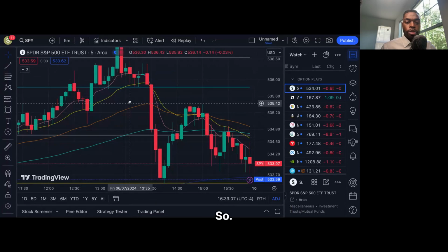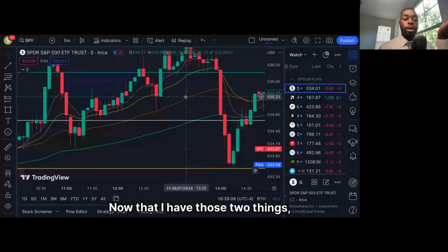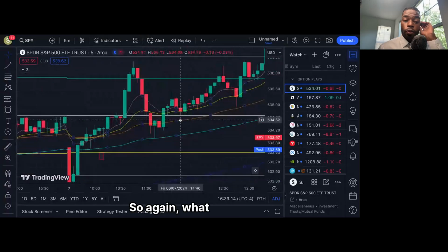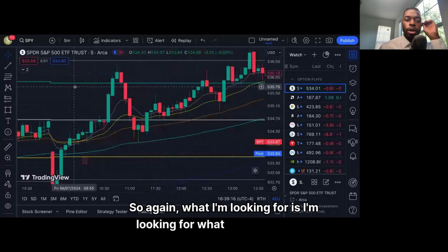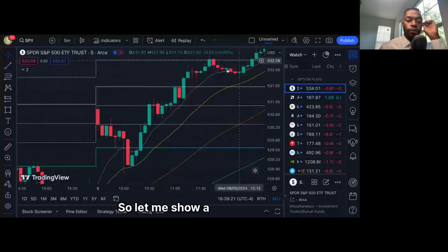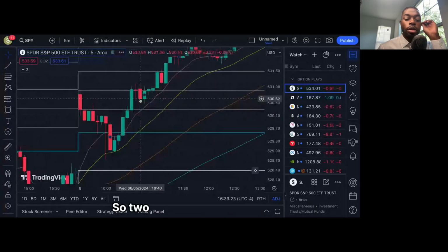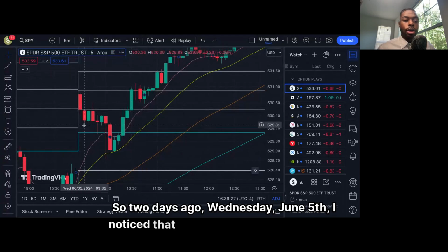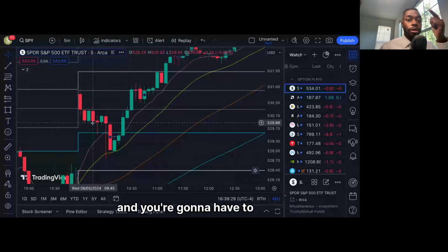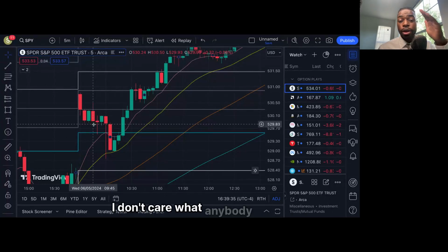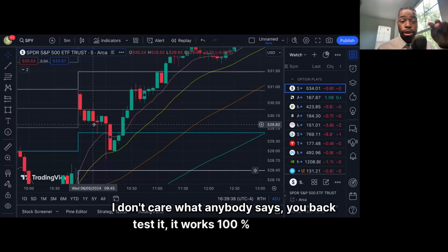Okay, so now that I have those two things, how do I incorporate them into trading? So again, what I'm looking for is what zone are we in? What zone are we in? So let me show a very good example of this. So 2 days ago, Wednesday, June 5th, I noticed that we opened up in the call zone, and you're gonna have to just back test this. Don't just take my word. Back test this. It works 100% of the time without fail. I don't care what anybody says. You back test it. It works 100% of the time.